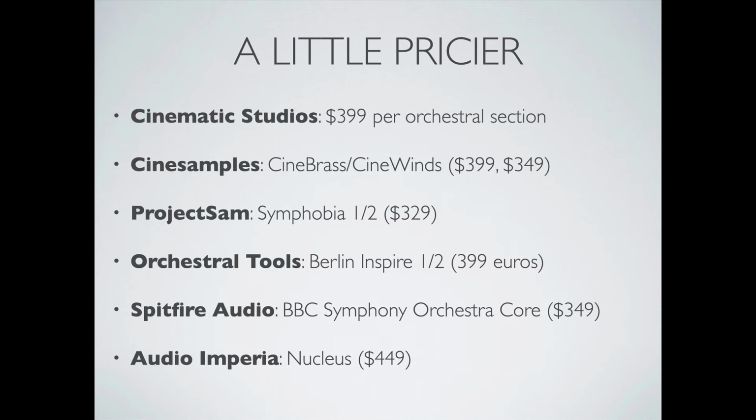Spitfire Audio has their BBC Symphony Orchestra Core, which is like the mid-level version of the product. It gives you a good set of microphone positions. You get legato, you get a bunch of instruments. So definitely check that out if you're looking for the sound of the BBC. And then finally, Audio Imperia has their Nucleus library, which is at $449.